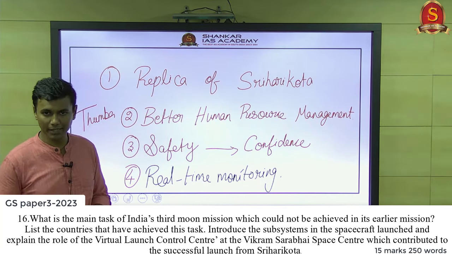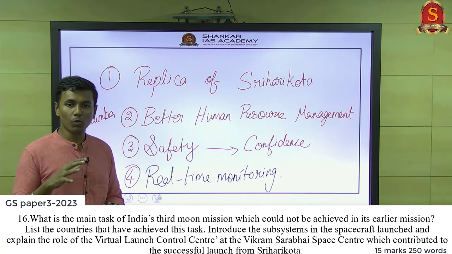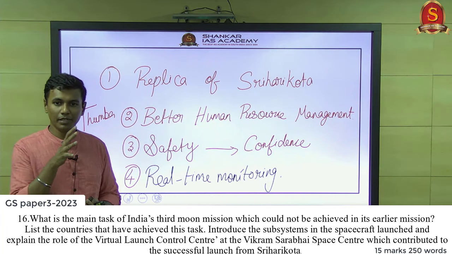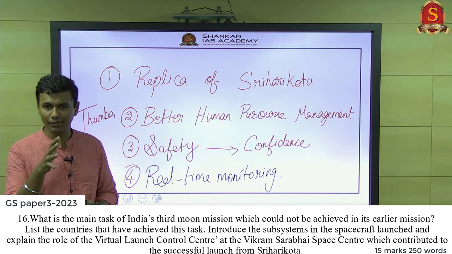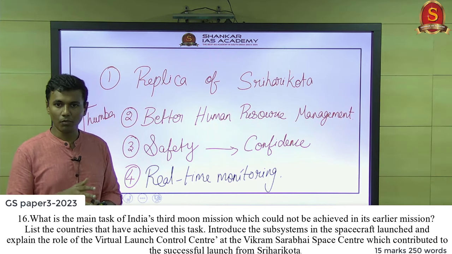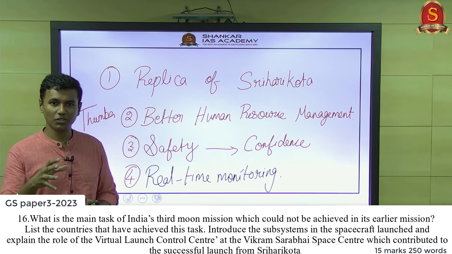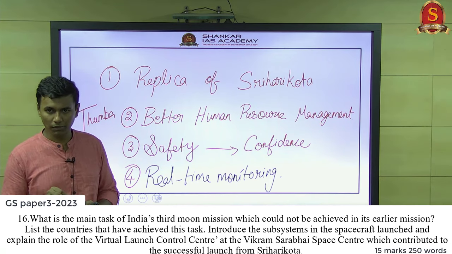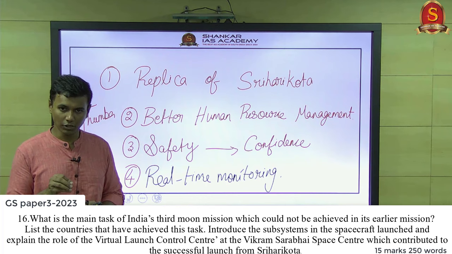the tasks automatically. So, how we were able to automate most of the tasks: first of all, we simulated them, and then based on that, we built computers capable of handling any unforeseen circumstances, and then we were monitoring it from the ground. So, most of the mission launching and everything was automated. All these were achieved by the contributions from the virtual launch control center located in Tumba.